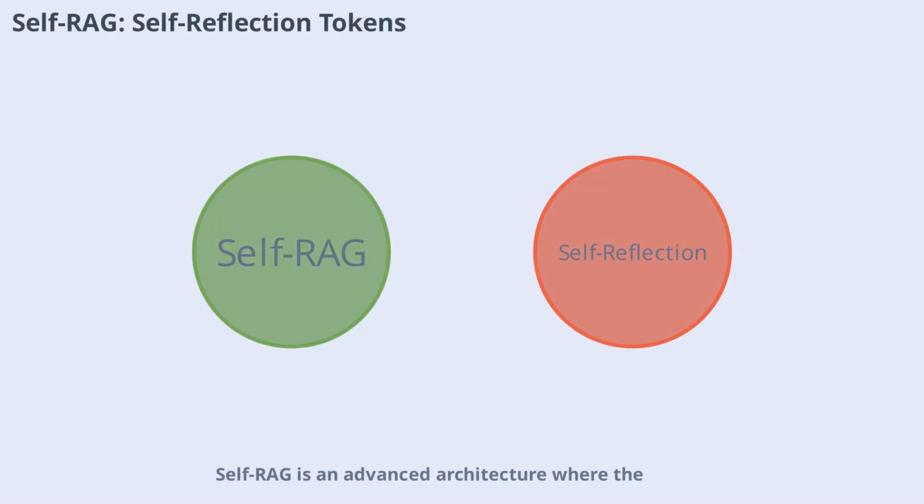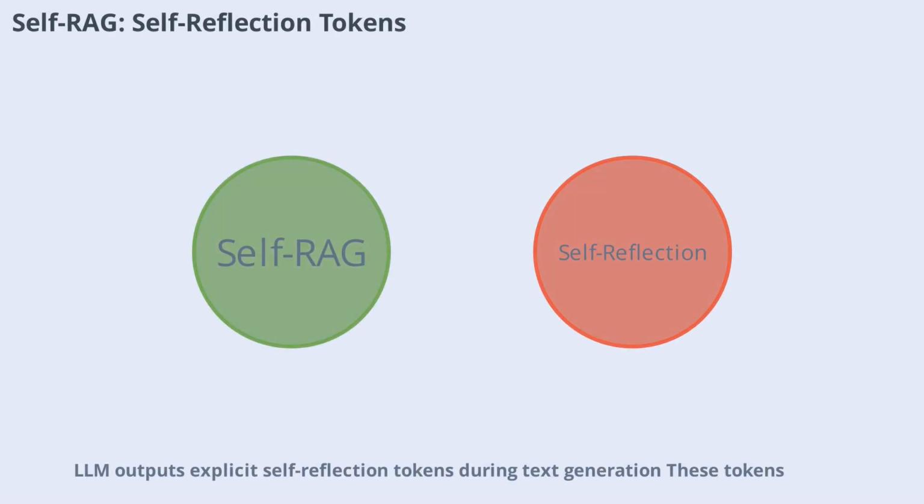Self-RAG is an advanced architecture where the LLM outputs explicit self-reflection tokens during text generation. These tokens, such as retrieve or isRel, signal the system to dynamically query a database, judge context relevance, or check for factual contradictions. This enables the model to self-monitor and adapt its behavior in real time.